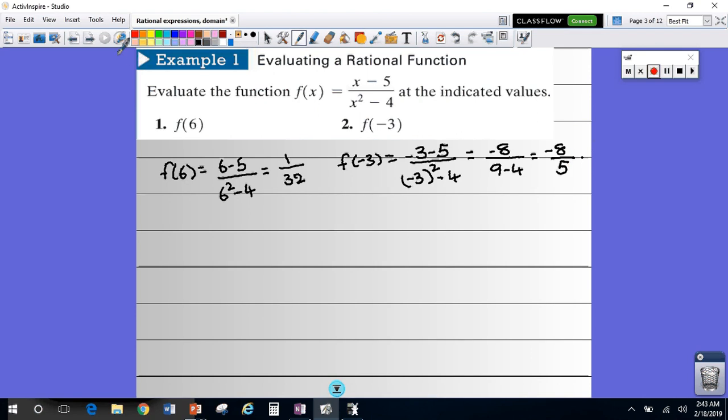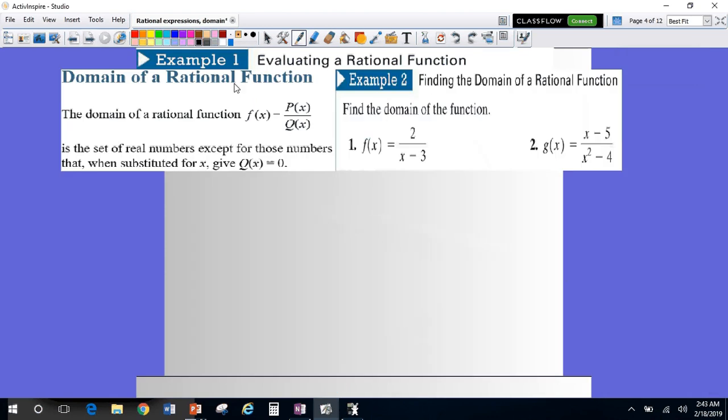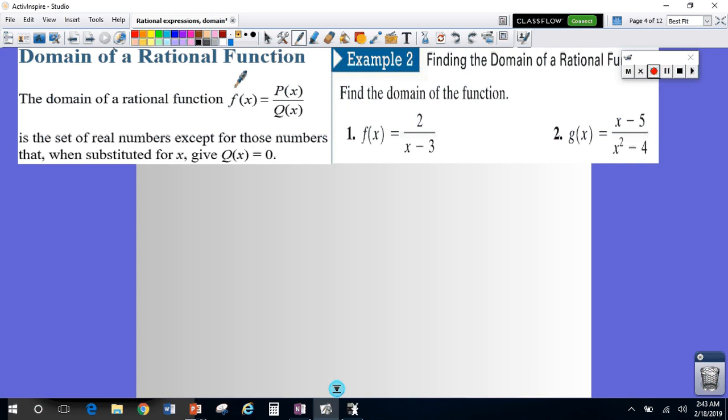Okay. Right. Now let us go to the other example. Example number 2. So I told you just now about domain, right? So domain is nothing but what? The domain of a rational function f of x equals p of x over q of x is the set of all real numbers except those numbers that make q of x equal to 0 when you substitute for x. So what do you need to do to find the domain of any function?